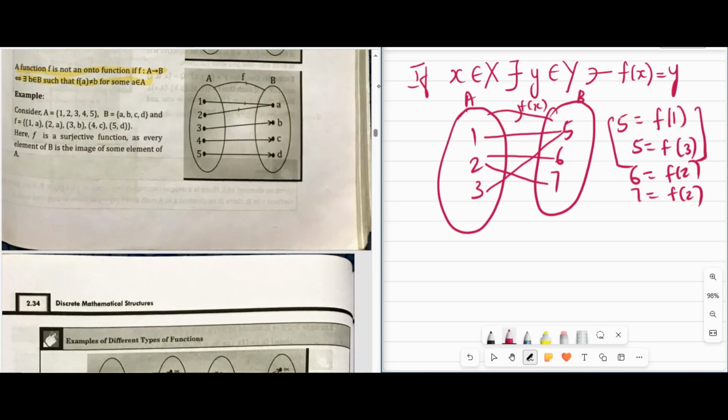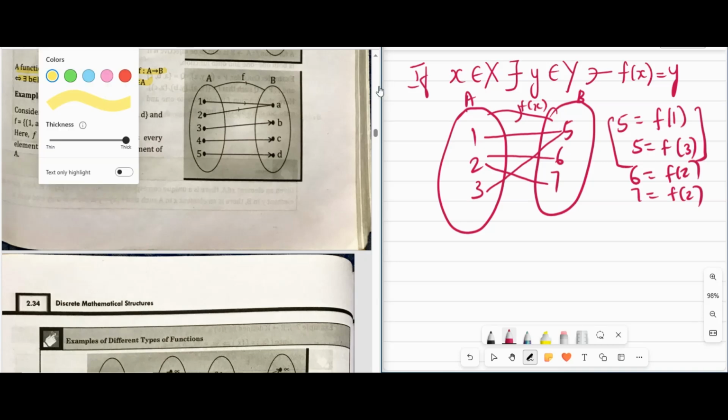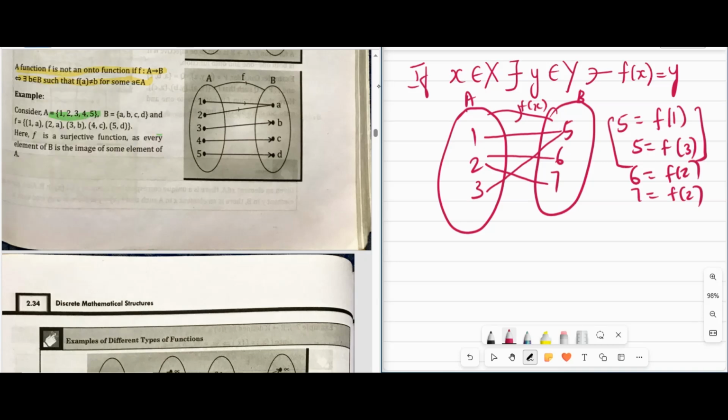Let A equals 1 2 3 4, and B equals a b c d. Then f is (1, a), (2, a), (3, b), (4, c) and (5, a). F is a surjective function as every element of B is an image of some element of A. Therefore it is a function.